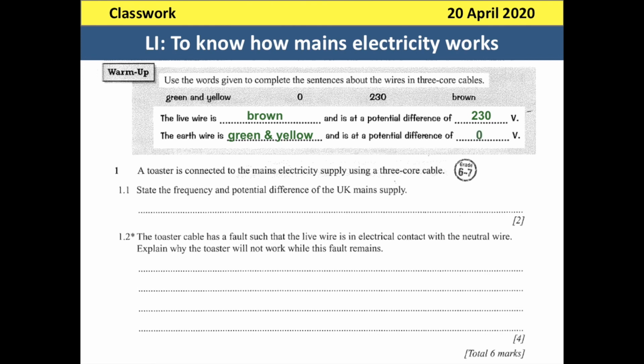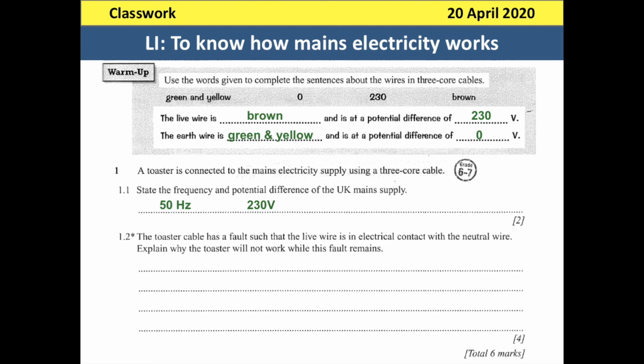A toaster is connected to the mains electricity supply using a 3-core cable. State the frequency and potential difference of the UK mains supply. So the frequency is 50 Hz and the potential difference is 230 volts. 1.2. The toaster cable has a fault such that the live wire is in electrical contact with the neutral wire. Explain why the toaster will not work while this fault remains.